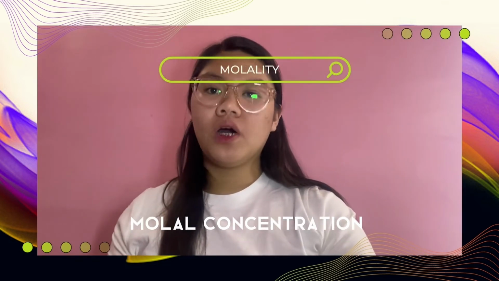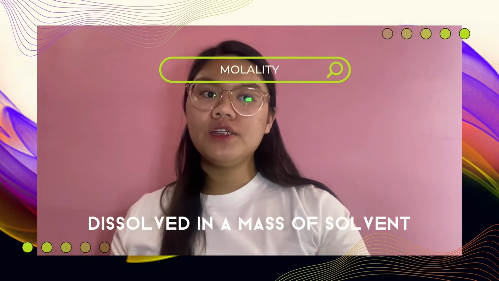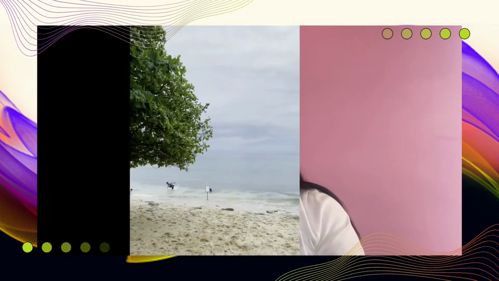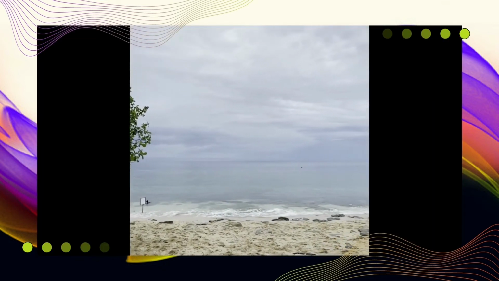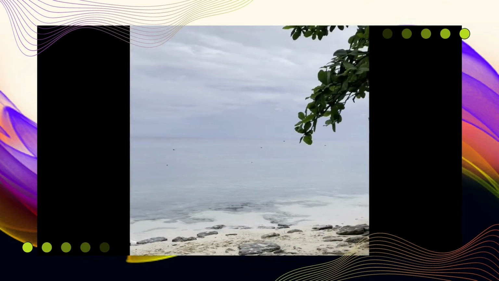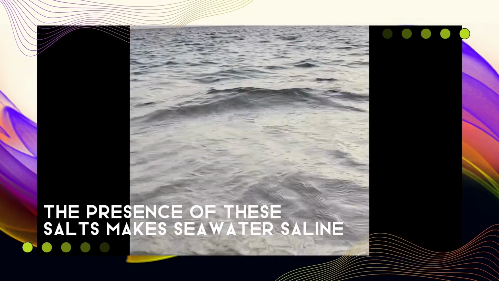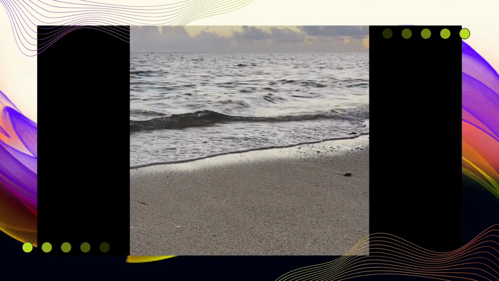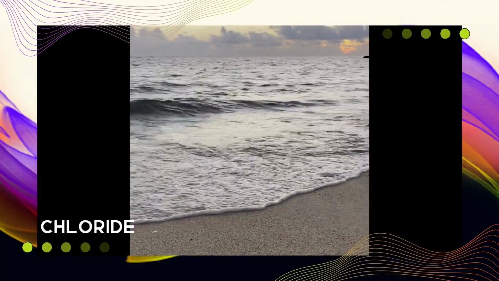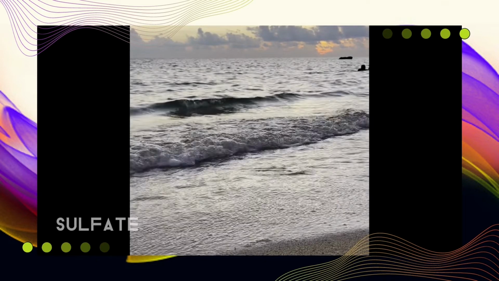Molality, or the molal concentration. It is the amount of substance dissolved in a certain mass of solvent. It is defined as the moles of a solute per kilogram of a solvent. Seawater is one of the best examples of a solution with multiple solutes. There are numerous salts in this giant water body. The presence of these salts makes seawater saline. The most common ions in seawater are chloride, sodium, magnesium, and sulfate.